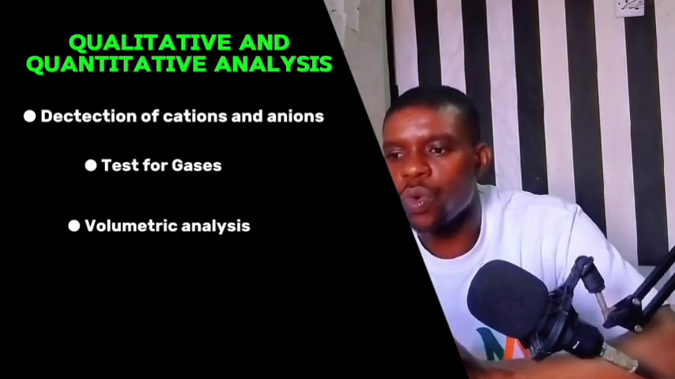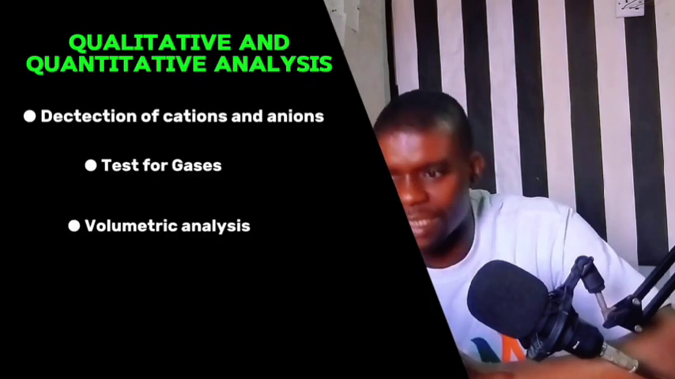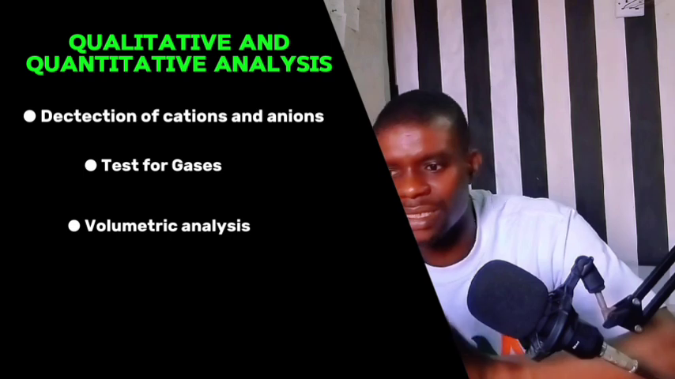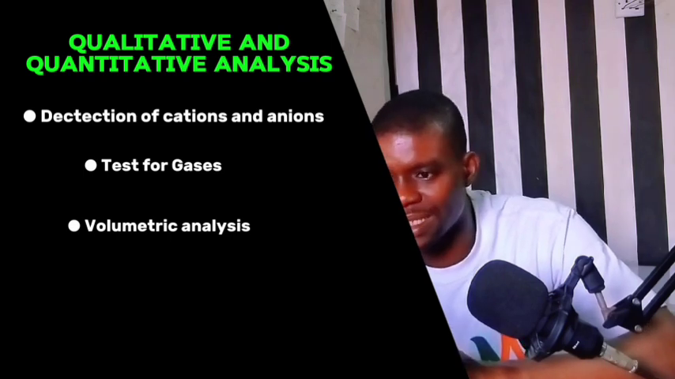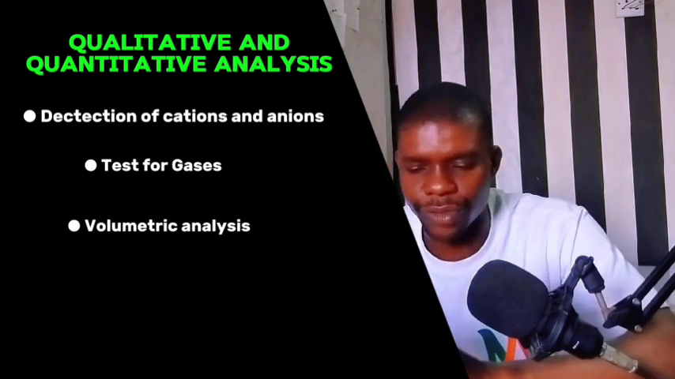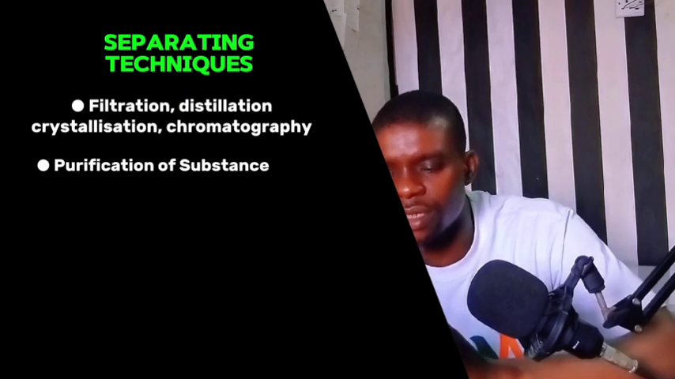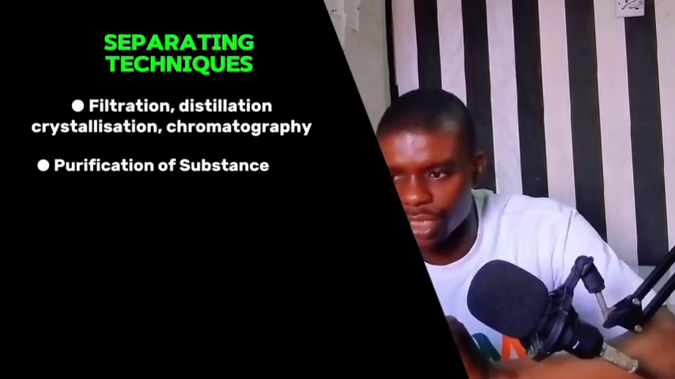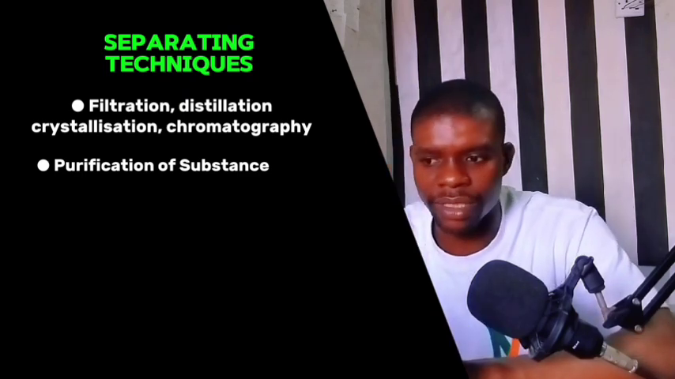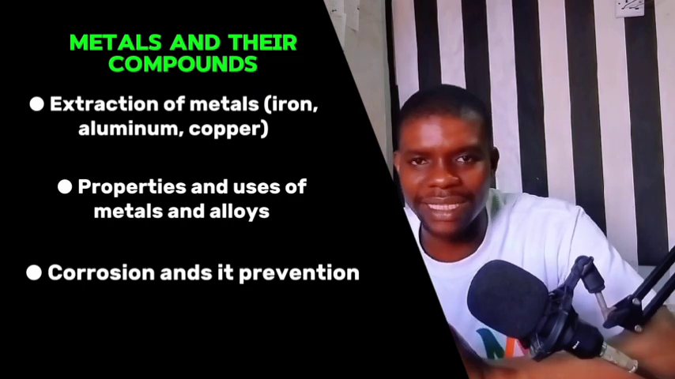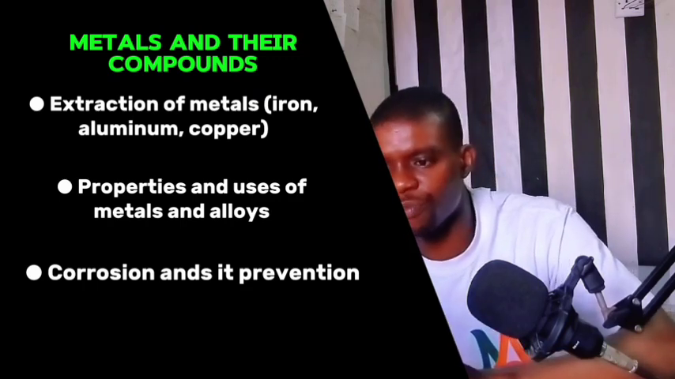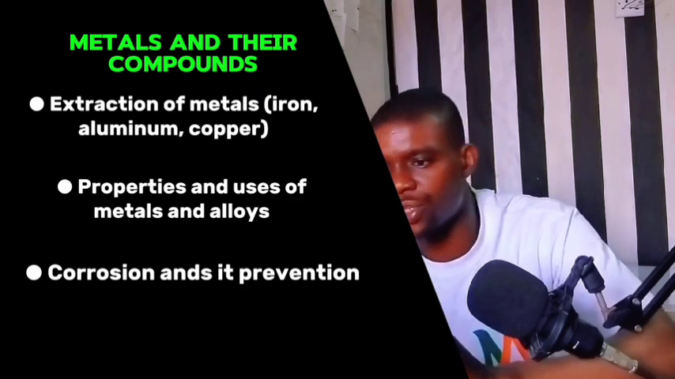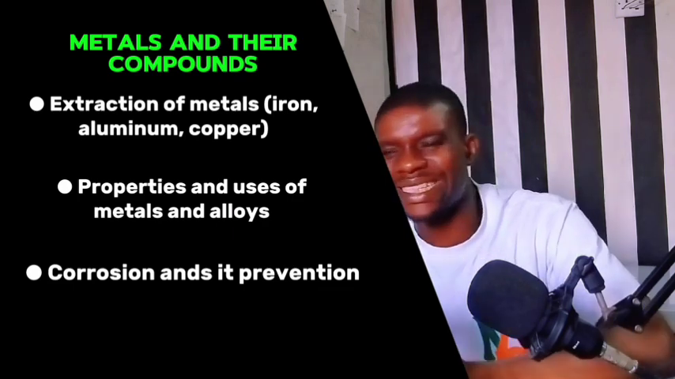The 12th on the list is called qualitative and quantitative analysis. Yes, detection of cations and anions, tests for gases, volumetric analysis, which is titration calculation. Then the 13th on the list is called separation techniques. You need to understand separation techniques. Then the 14th one is called metals and their compounds: extraction of metals, properties and uses of metals and alloys, corrosion and heat preservation. So these are things you need to cover under metals and their compounds.